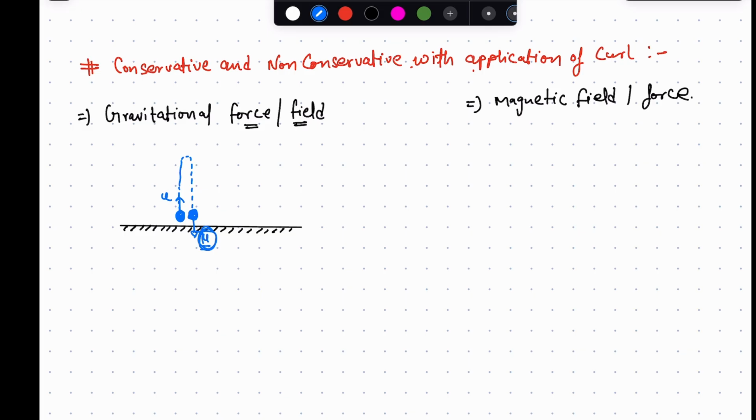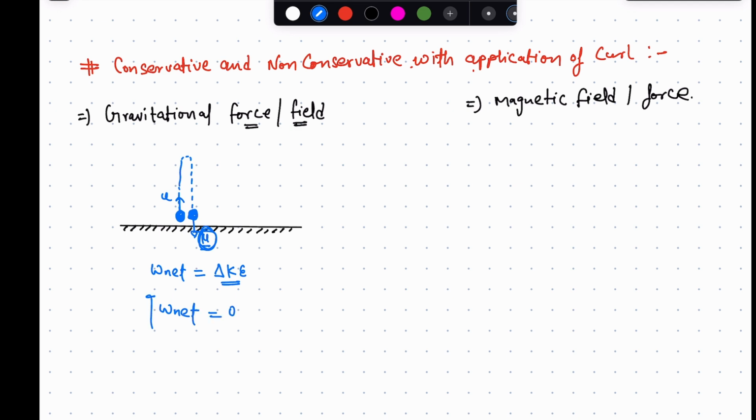So if you go to the work energy theorem, work done by all the forces is equal to the change in kinetic energy. Sorry, it is not a vector quantity. So that is equal to the change in kinetic energy, and because the speed is the same, the kinetic energy is not going to change. So what you can say is, work done by the gravity is zero.